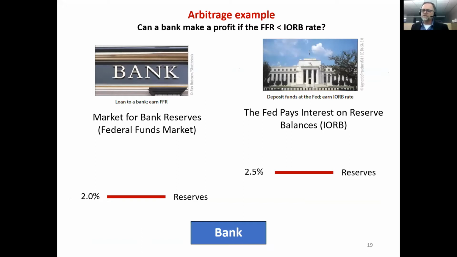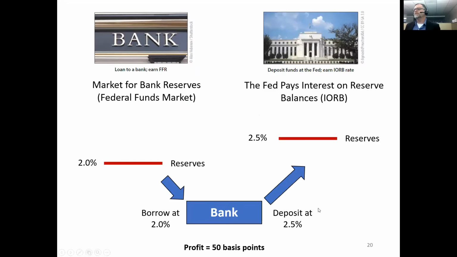The second concept is arbitrage. Arbitrage is defined as the simultaneous purchase and sale of funds or goods in order to profit from the difference. Here on the slide, you see that there's a difference in the two offerings. Banks are looking at their options and can see that interest on reserve balances are paying 2.5%, and they can lend their money in the federal funds market and get 2%. So banks will quickly realize that there's a profit to be had. The banks will borrow in the federal funds market at 2% and deposit at the Fed at 2.5% and earn half a percentage point, or 50 basis points, on the difference.